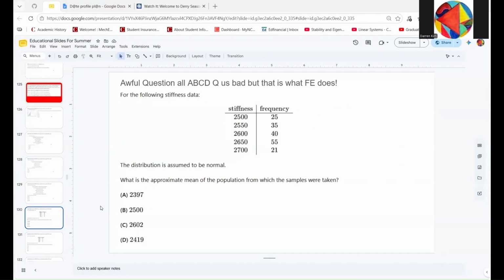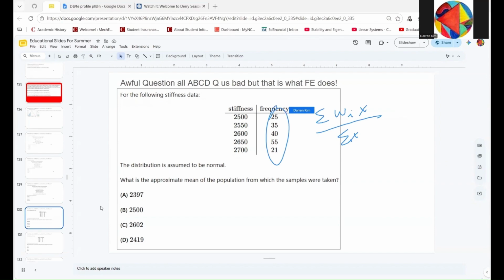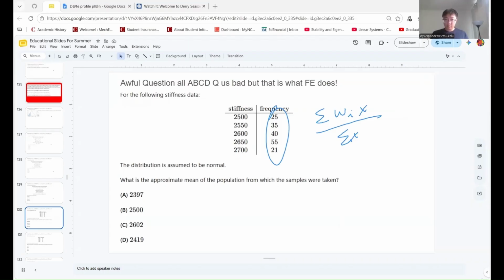With that, let's just finish this up. This is going to be a weighted average. So basically what you have is the summation of Wi times x over the summation of x. X is the frequency, so just grab your calculator, which in my case, I should show off, is this one over here. So let's first add up the bottom, which is 25 plus 35 plus 40 plus 55 plus 21, which is 176. So the bottom is 176.